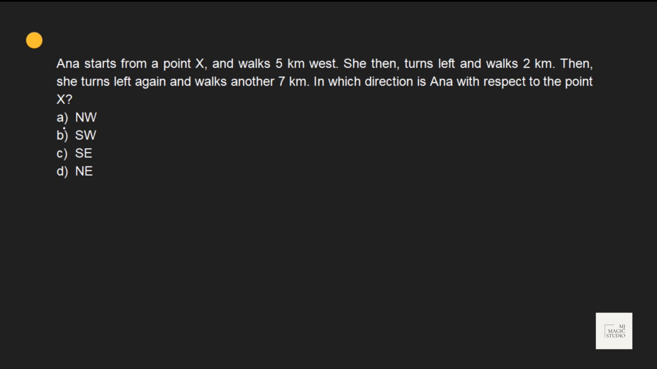So this time we have Anna. Anna starts from point X and walks 5 kilometers west. We know our main directions: north, south, east, west, and she walks towards west for how long? 5 kilometers. She then turns left. Turning left while looking in the west direction means moving towards south, and she walks 2 kilometers.